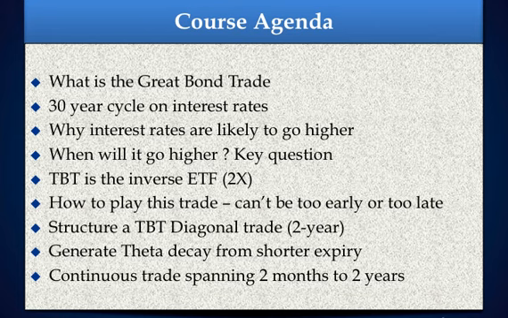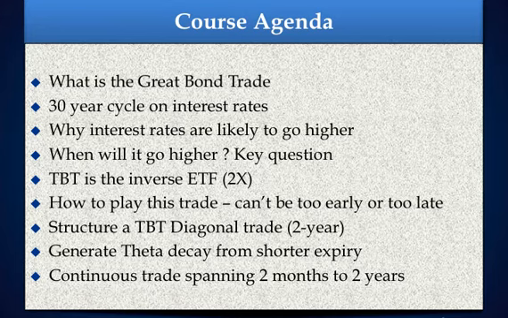We're going to use the TBT as our instrument. The TBT is an inverse ETF of the bond market. So of the 20-year bond, or the long bond, basically the 20-year, the 30-year, it mirrors the inverse of the long bond, and it's also a double leveraged inverse. So it's a 2x. For example, if the bond market goes down 1%, the TBT will go up 2%.